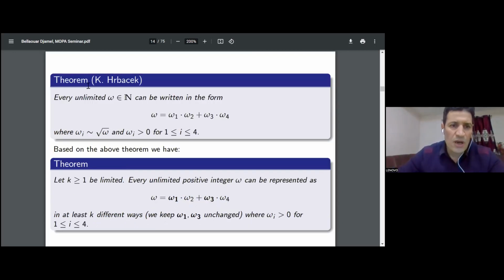In the previous talk of Karel Hrbacek, he proved that every unlimited integer omega can be written as this representation, where omega i and the square root of omega are of the same order. So in this theorem, we add two conditions. The first one is that omega 1 and omega 3 are unchanged, that is, fixed. And this representation holds in different ways.